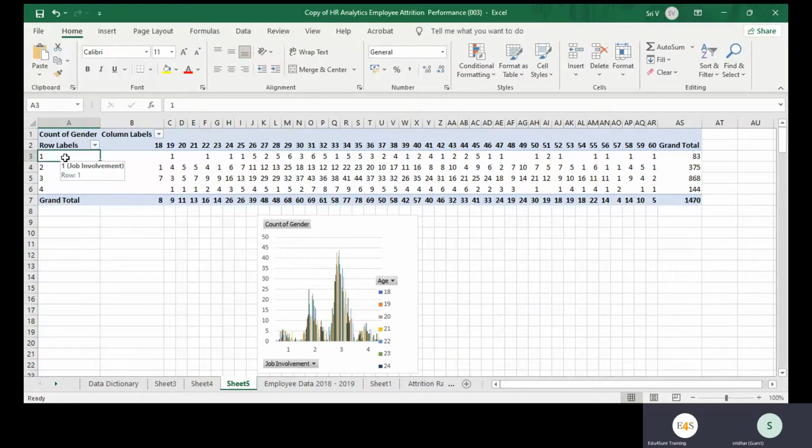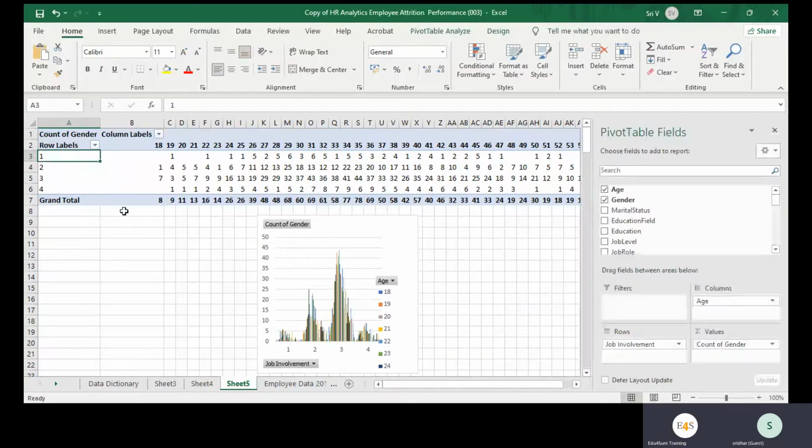This role is low. These are the job involvement, right? X-axis, job involvement 1, 2, 3, 4. I've given across the age group, about 8 people in the age group of 18. Okay, do one thing. Look at my screen.